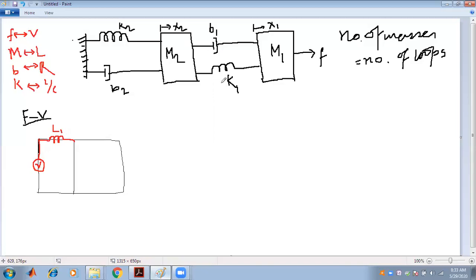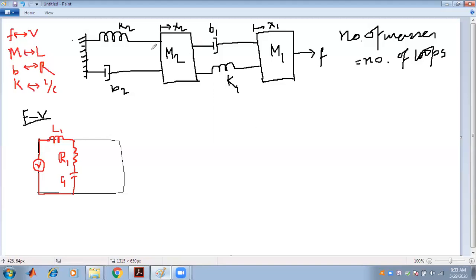So B1 must be replaced by the resistance R1. That is the resistance R1. And another is K1. K1 must be replaced by the capacitor. That is the capacitor C1. So loop 1 is completed.